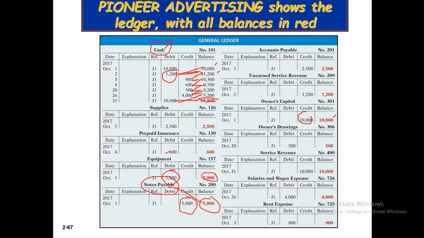Pioneer Advertising shows the ledger with all balances in red. These are the red balances: some are debit balances and some are credit balances. We can show it very easily.